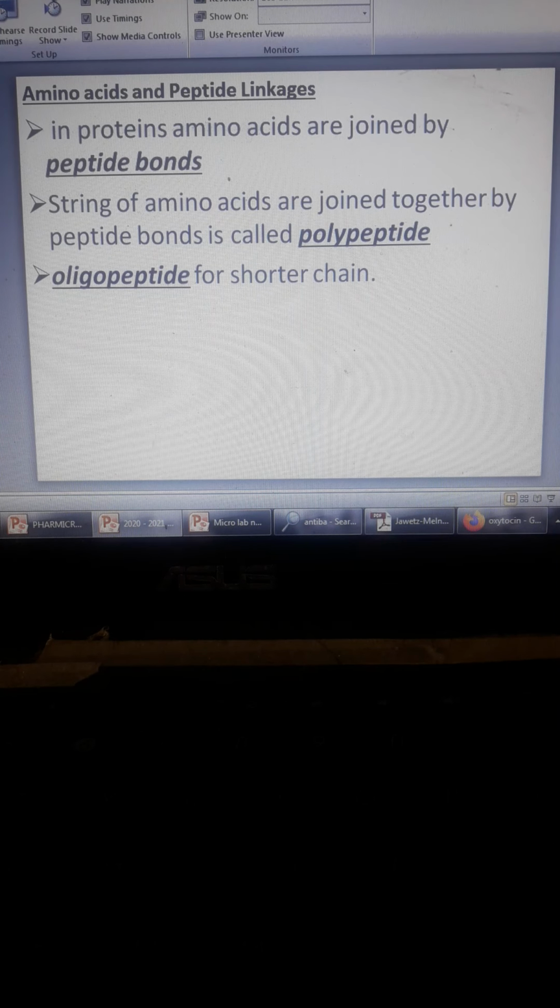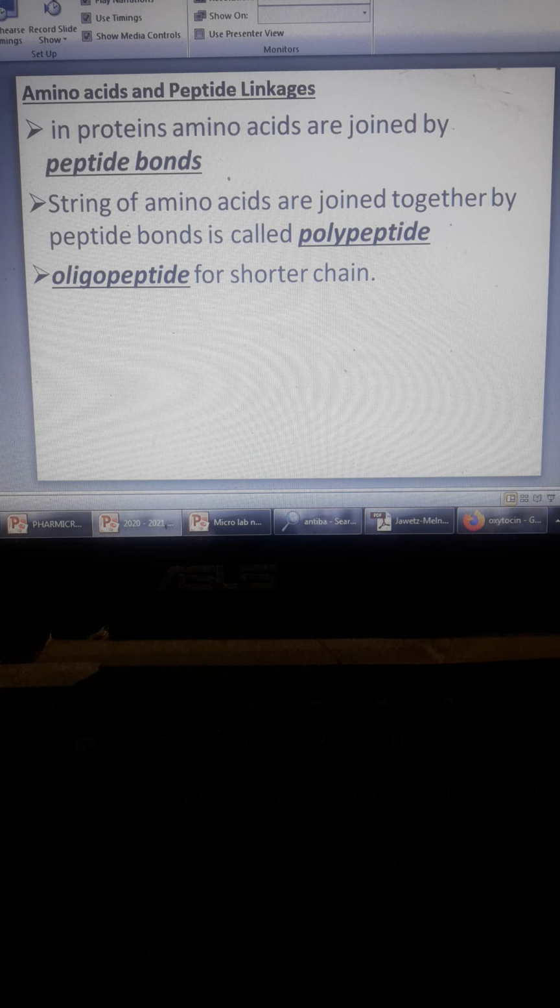To continue with our discussions, we have amino acids and peptide linkages. In proteins, amino acids are joined by peptide bonds. Okay? So a string of amino acids joined together by peptide bonds is known as a polypeptide, or peptide plus peptide, that is a polypeptide. And when you say oligopeptide, these are chains of amino acids of not more than 25, or less than 25. So that is considered to be the shorter chain of amino acids.